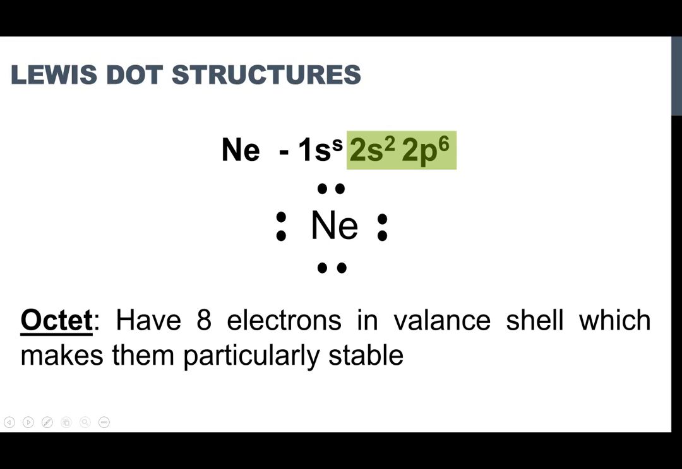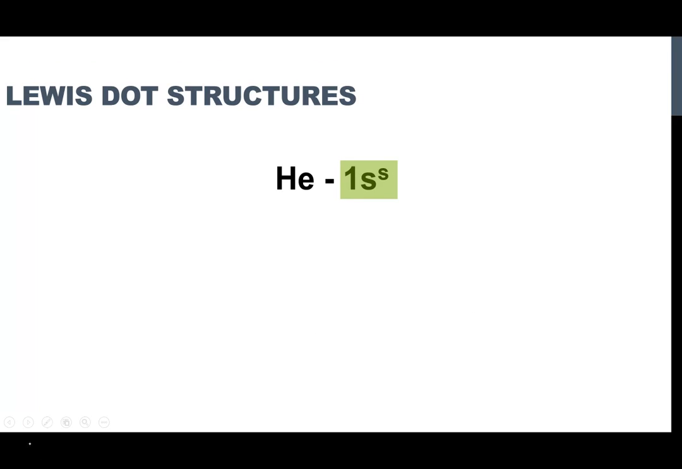There's something magical about the number 8 when it comes to chemistry. So all of these atoms are going to share electrons in order to have what's called an octet. An octet is having 8 electrons in the valence shell, and that's what makes them particularly stable. So the whole purpose of this sharing exercise, this chapter, is going to be to have an octet. Now, there are a couple exceptions to this octet rule, but they're pretty easy to understand.